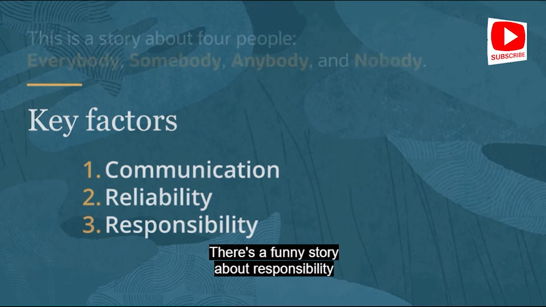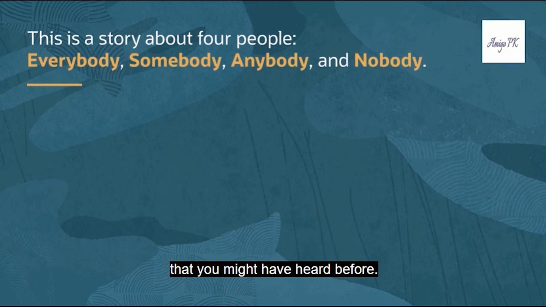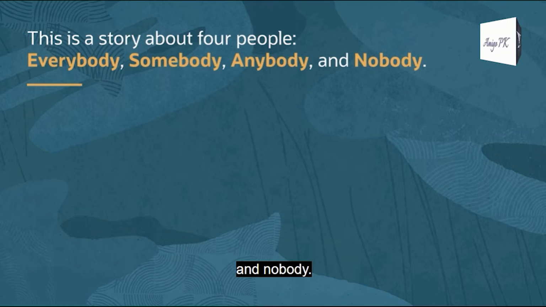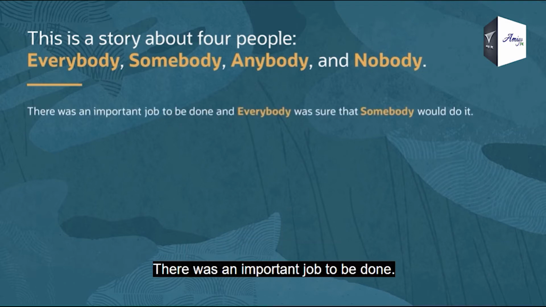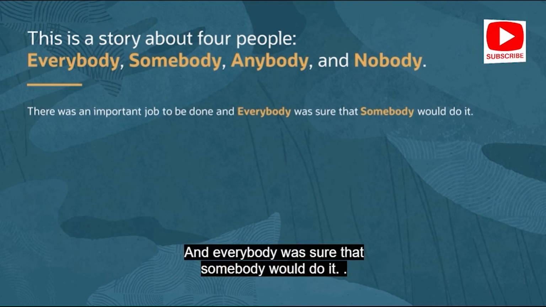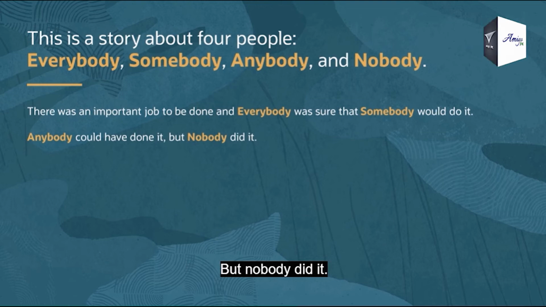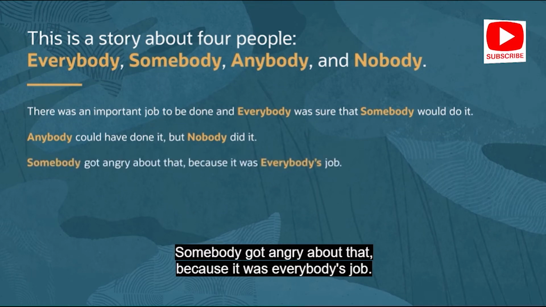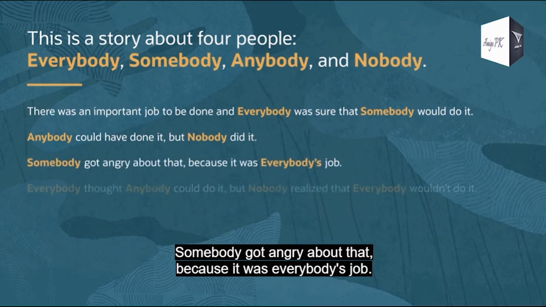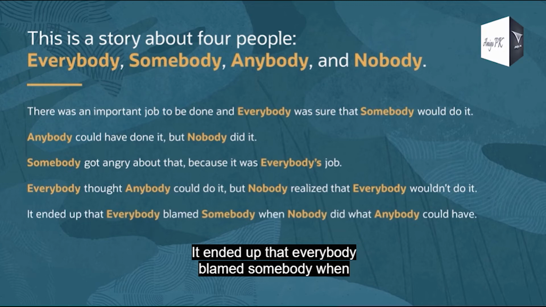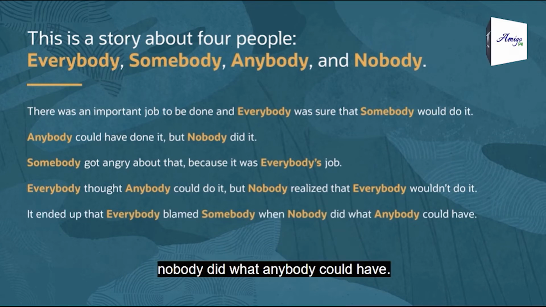There's a funny story about responsibility that you might have heard before. It's a story about 4 people named everybody, somebody, anybody, and nobody. There was an important job to be done, and everybody was sure that somebody would do it. Anybody could have done it, but nobody did it. Somebody got angry about that because it was everybody's job. Everybody thought anybody could do it, but nobody realised that everybody wouldn't do it. It ended up that everybody blamed somebody when nobody did what anybody could have.